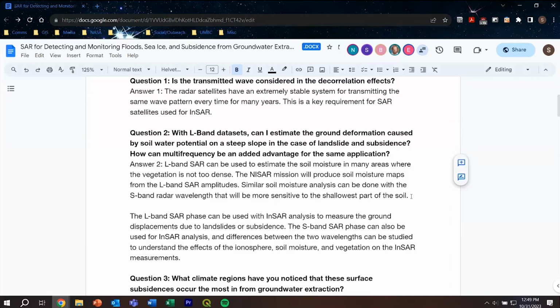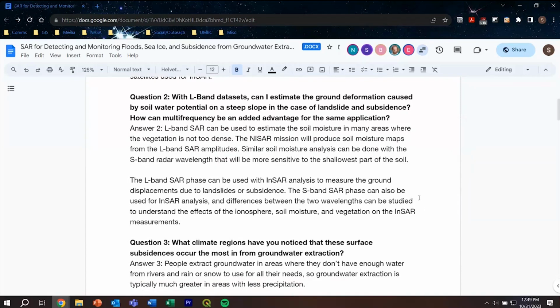I'm not sure if ISRO is planning to do that systematically. We know that NASA is planning to systematically process all the L-band for soil moisture. That soil moisture is estimated using the radar amplitude images, but the phase of the images, which we use for InSAR analysis, is a different type of analysis of the same data that we can then use to measure the ground displacements due to landslides or groundwater extraction subsidence.